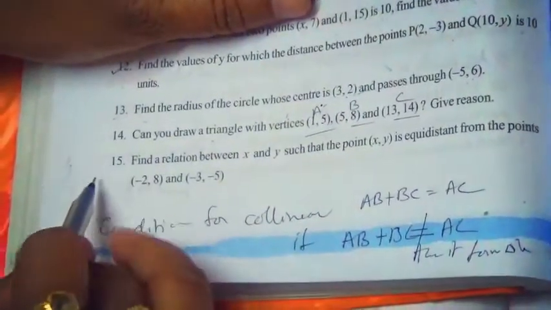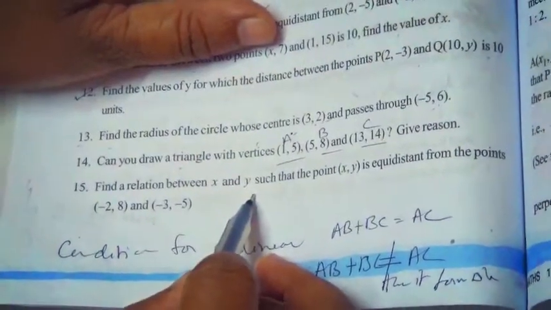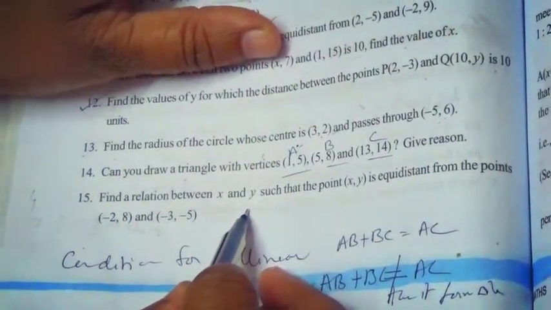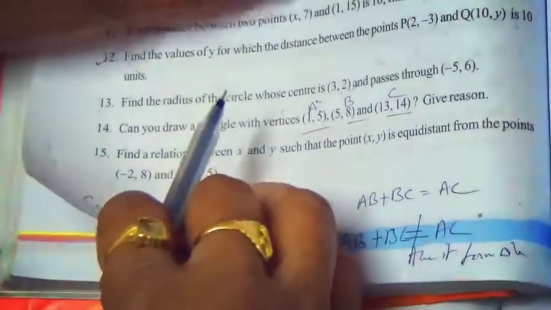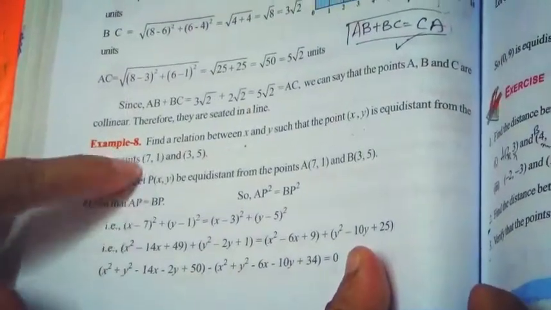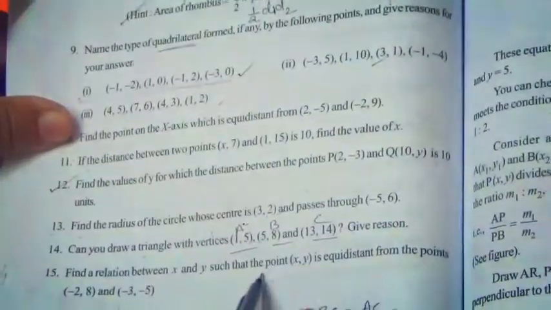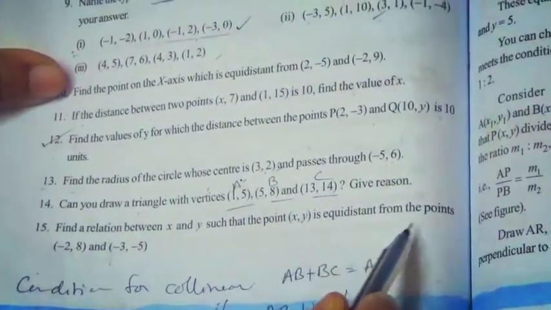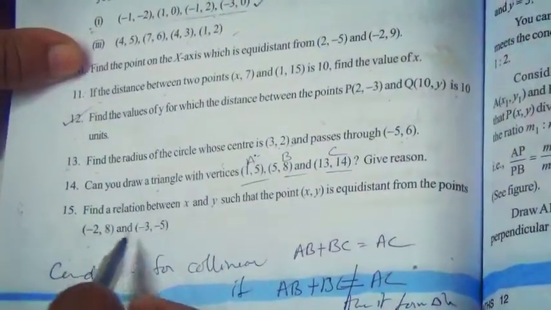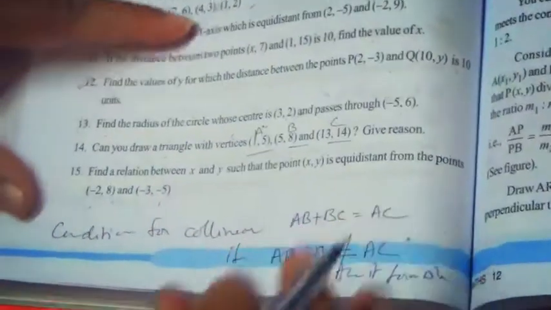Here the last sum is the 15th one, that is, find a relation between x and y. Have you heard this kind of problem in the examples? Yes, in part 2 we have one like this. Example 8: find the relation between x and y such that the point (x, y) is equidistant from the points (-2, 8) and (-3, -5). Okay, let us do this one.